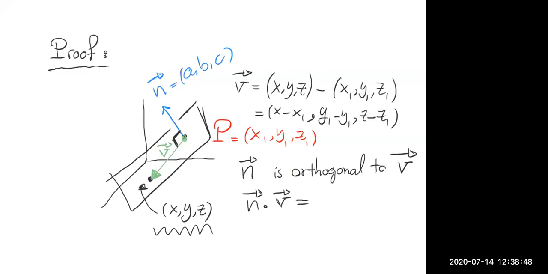It's 0, yeah. So the inner product should be 0. But what is inner product? Well, inner product is the multiplication of the coordinates and then adding them. The first coordinate of n is a, the first coordinate of v is x minus x1. The second coordinate of n is b, the second coordinate of v is y minus y1, and the same goes for the third one. This is their inner product, and it should be 0. And that's the proof.